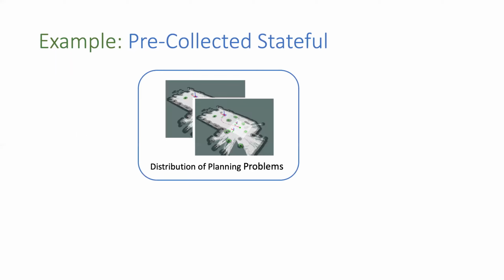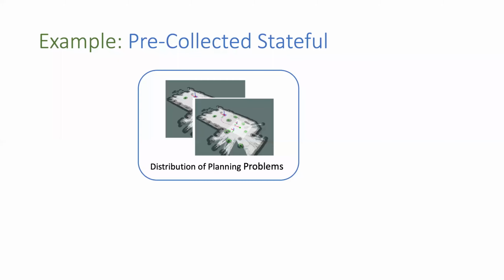So here's an example that's pre-collected and stateful. Imagine that we are working with NASA and JPL. This is actually a research project that my student Jalin, the head TA, has been working on for the last 4 years, possibly 5 years. Suppose we want to design algorithms that can help spacecraft do faster planning.